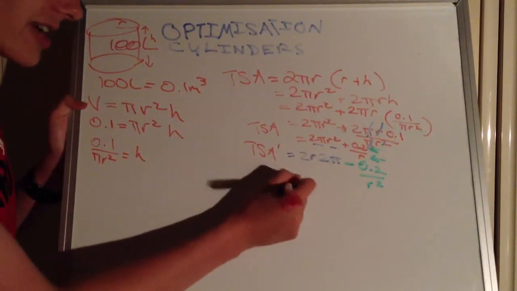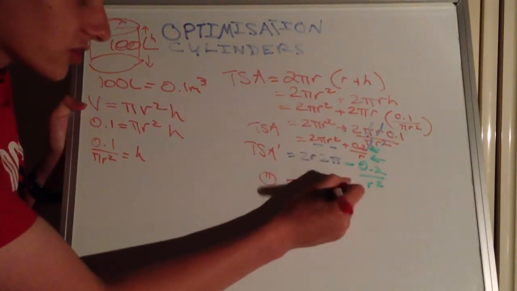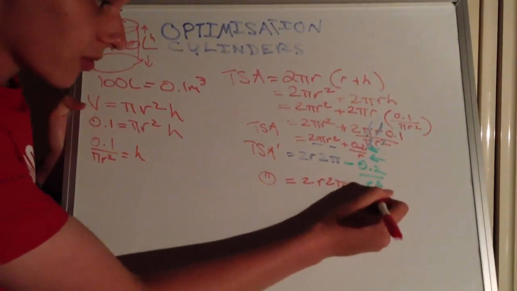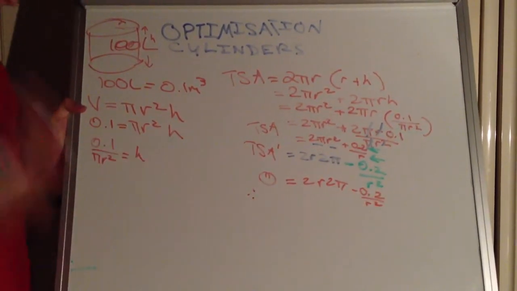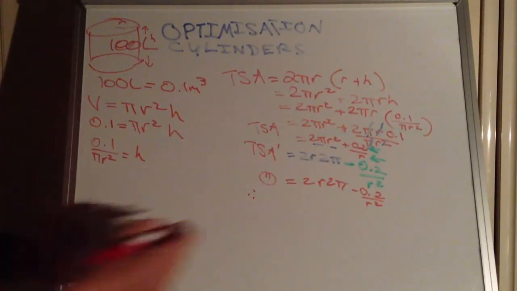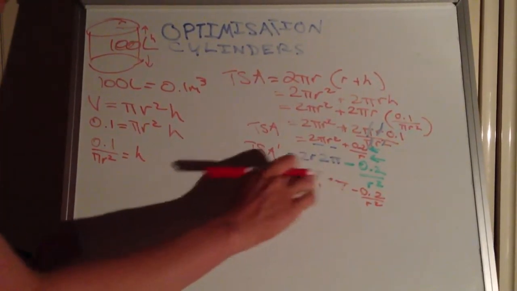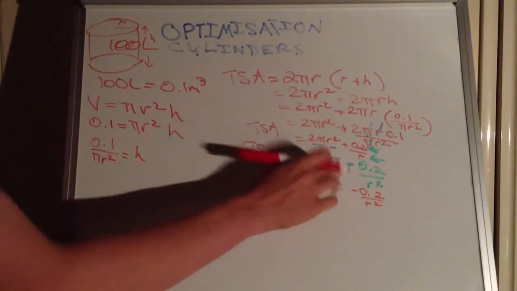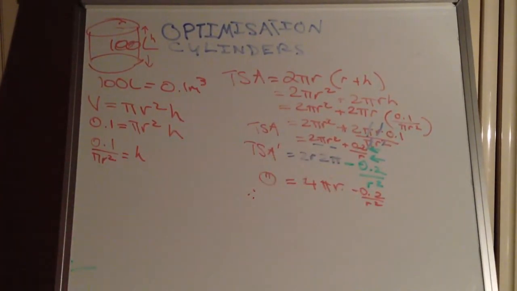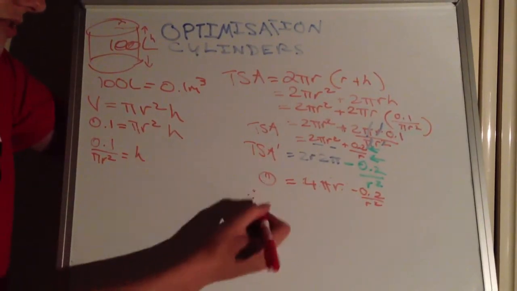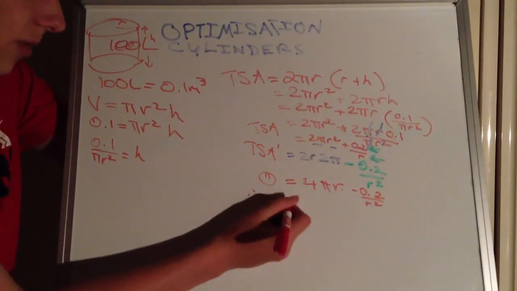So 0 equals 2r 2 pi take 0.2 over r squared. Therefore, and now we just use algebra. So, let's actually simplify it. 2r 2 pi is going to make 4 pi r. You should be able to see that. 2 times 2 is 4, and then there's a pi, and there's an r there. Makes sense. Okay, so now what we do is we move that, and it's negative 4 pi r.